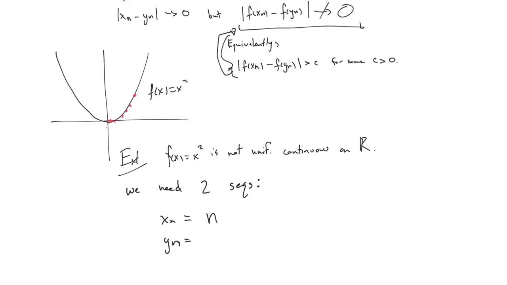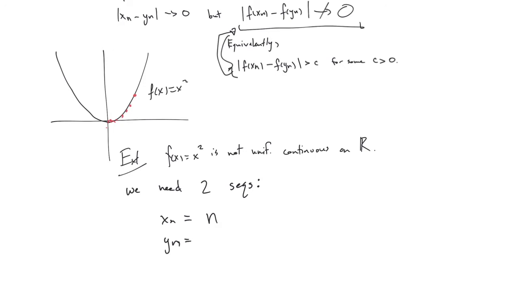N squared, that's a good idea, although it's not going to work. It's true that n and n squared both go to infinity, but you need this to be true: xn minus yn has to go to 0, and that's not going to be true if you use n squared and n. They do not approach each other, right? N squared will be far away from n, typically. So any other idea?